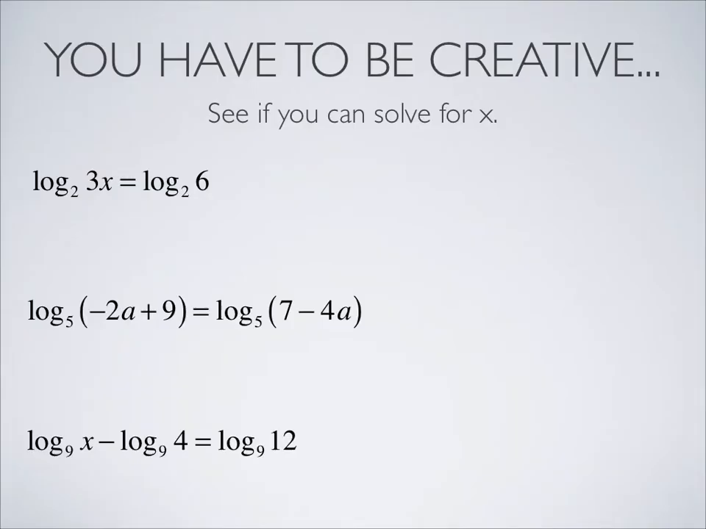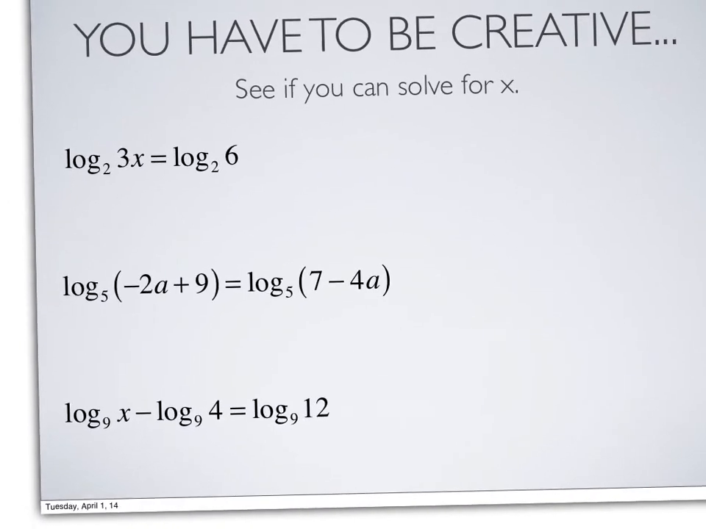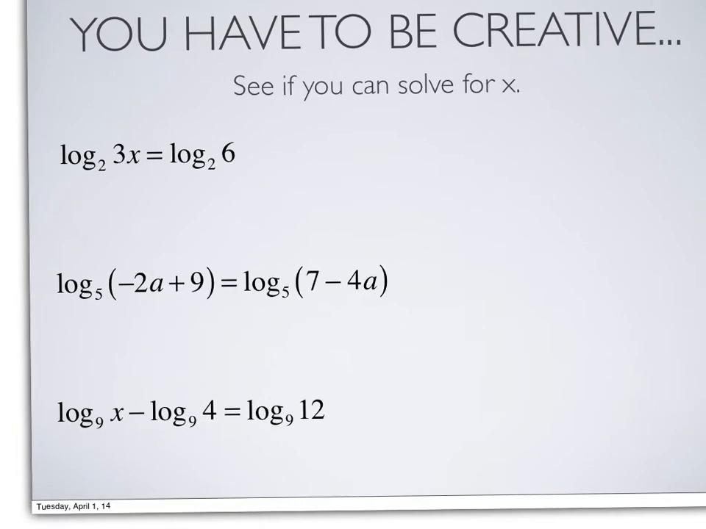Okay, so let's take, for example, this first one. It says log base 2 of 3x equals log base 2 of 6. Notice in this one, you have a log on this side and a log on that side. Well, if they're both log base 2, hopefully it makes sense to you that if log base 2 of 3x has to equal log base 2 of 6, then 3x must be equivalent to 6. Whatever this is, it has to equal this if they're both log base 2.